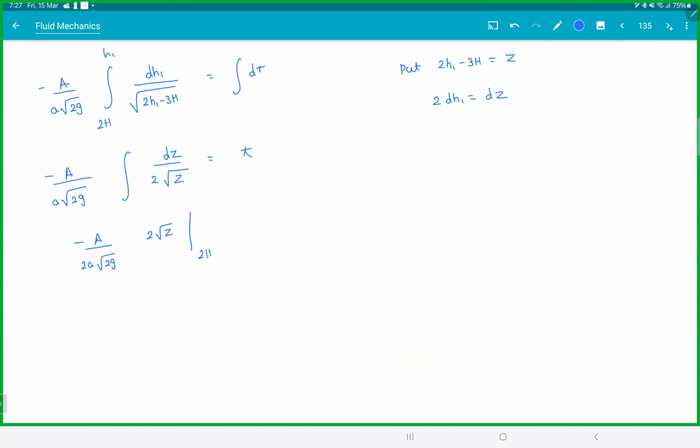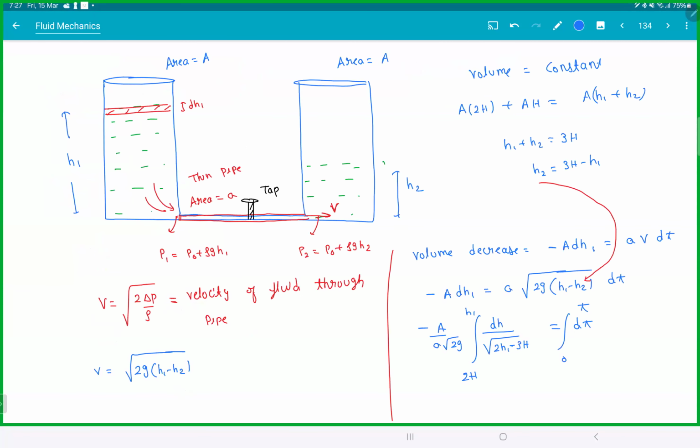Limits will go from 2h to z. This side is t. Limits अभी भी है. 2 will cancel. Minus A by a, root z. Z is what? 2h1 minus 3h. Now put the limits. 2h to h1 is equal to t. Solve कर लेना, आ जाएगा answer. It's only maths from here. But main thing is this, take the steps. If you got to this integration, you are done with the problem.